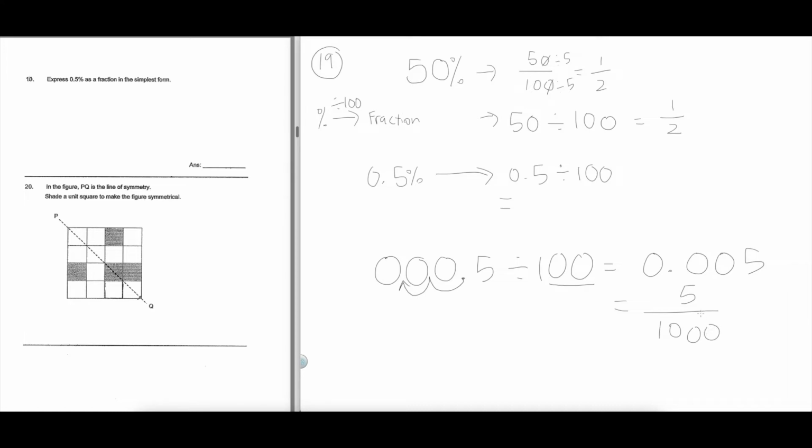Okay, and I have to simplify it. Divide by 5, top and bottom. I'm gonna get 1 over 200. Okay, my answer should be 1 over 200.